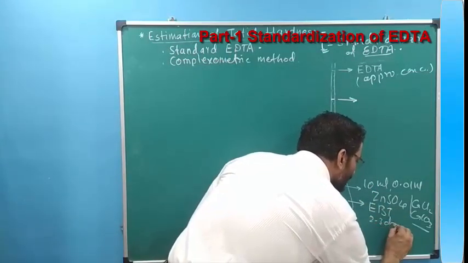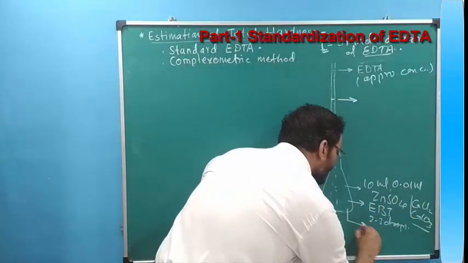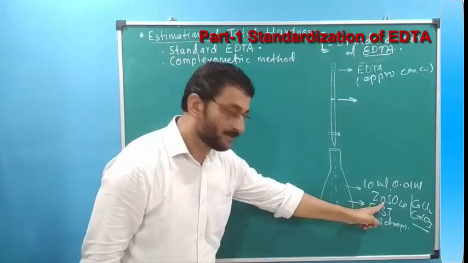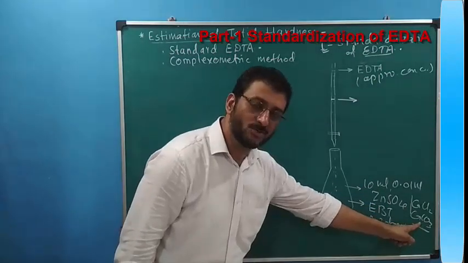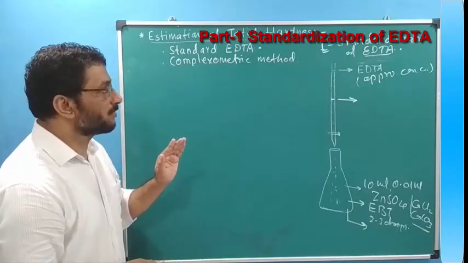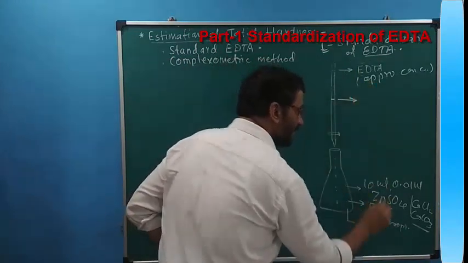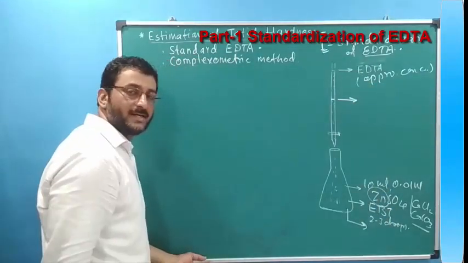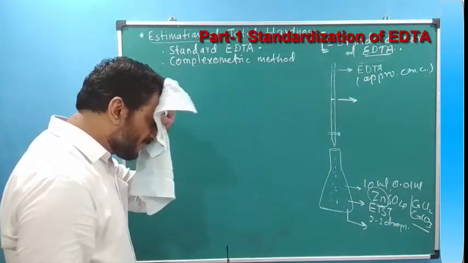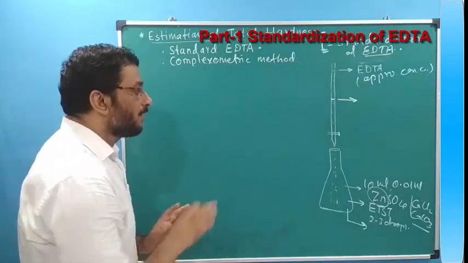How much? 2-3 drops, 3-4 drops of EBT we are using. And this complex formation reaction between this and now zinc cations. If I have taken CaCO3, it is calcium ions. So initially, in finding out concentration of EDTA, when you add EDTA from here to here, this EDTA will trap the zinc cations, if I use zinc sulfate solution. If I use CaCO3, it will trap calcium ions.